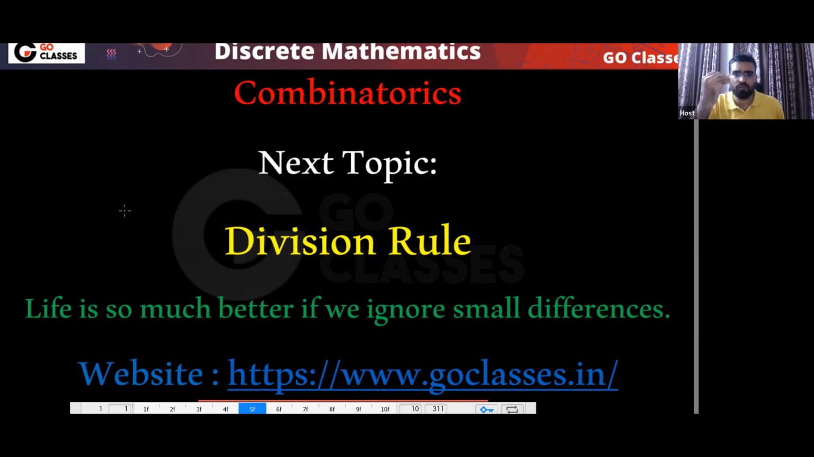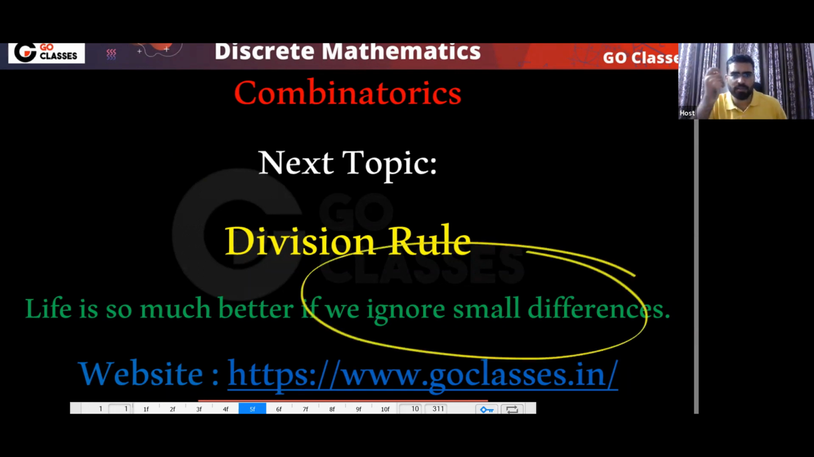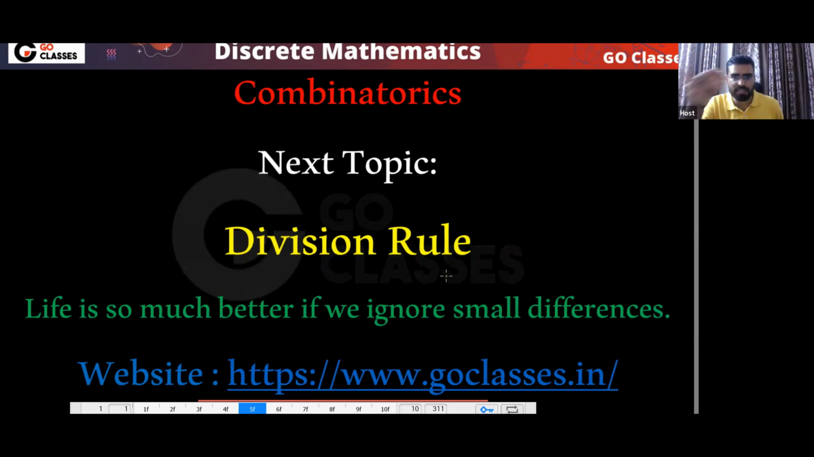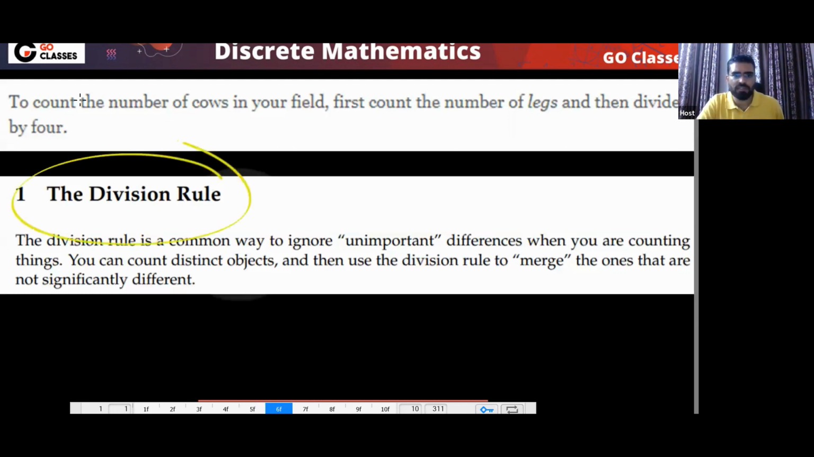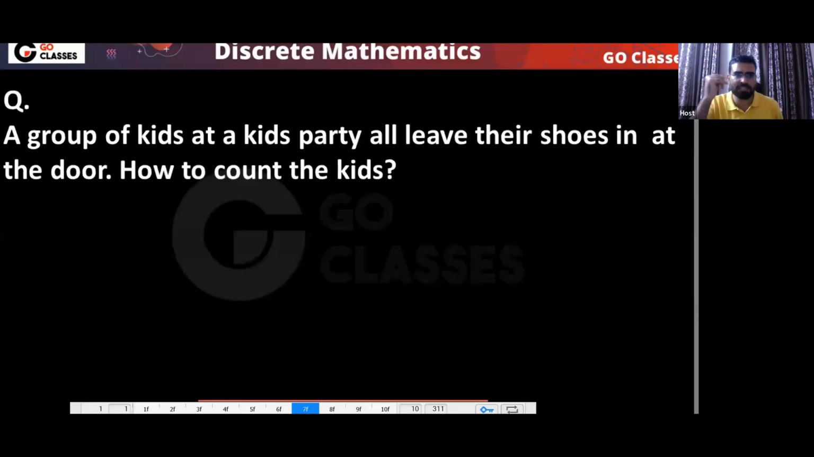So what we try to do is calculate the easy problem and then somehow find the hard problem, because ultimately we have to find the answer for the hard problem. Remember, sometimes by ignoring the small differences we can get an answer, and then we try to find the actual answer. So that is the idea of the division rule. Just ignore the unimportant differences, calculate your answer, and then find your actual answer. Let's try this question.